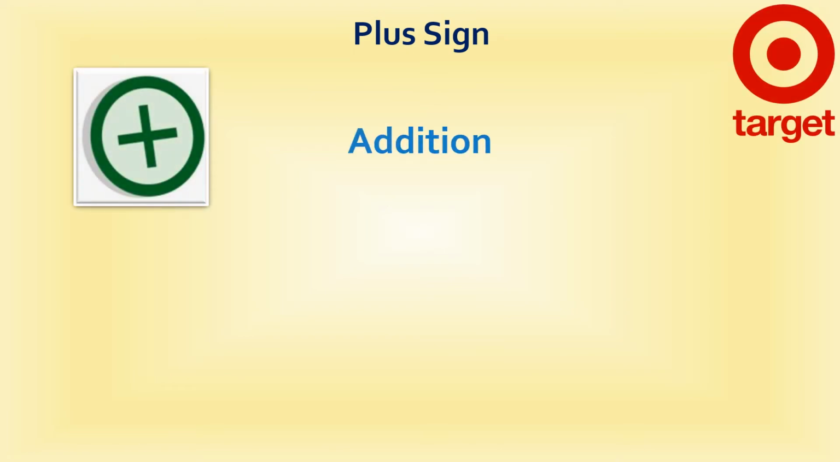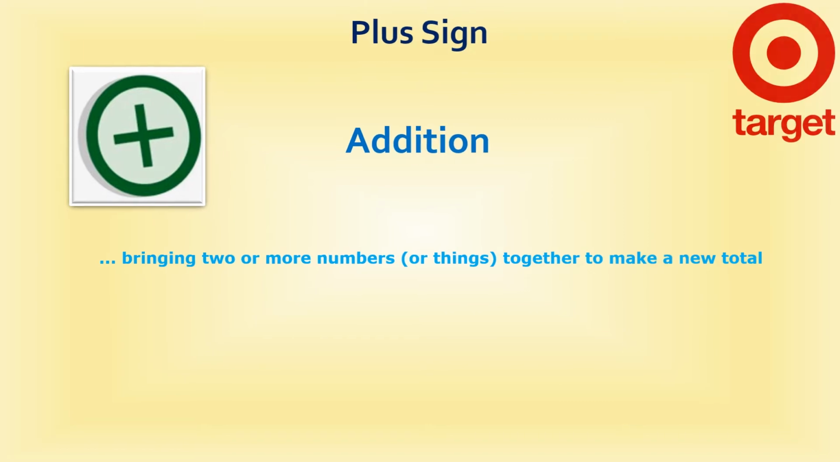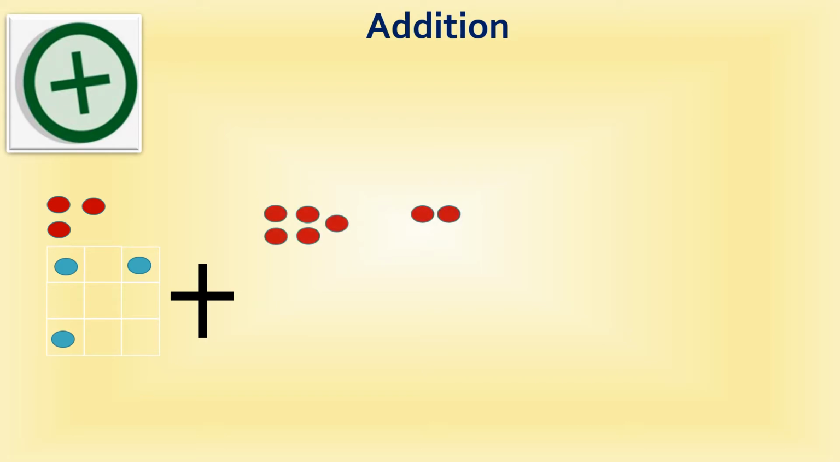The plus sign is addition. That is bringing two or more numbers or things together to make a new total. Addition. For example, 3 plus 7 is equal to 10.